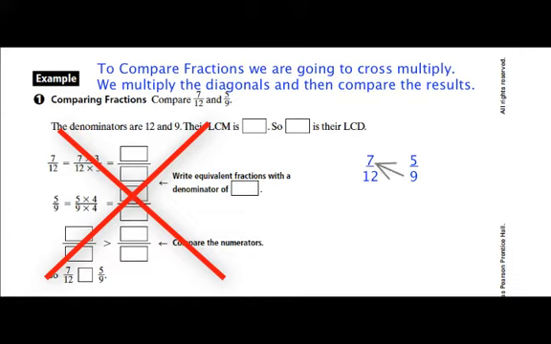We start by multiplying 9 times 7. 9 times 7 is 63. Now we multiply 12 times 5. 12 times 5 is 60. Now we compare 63 to 60. 63 is greater than 60, so 7/12 is greater than 5/9.